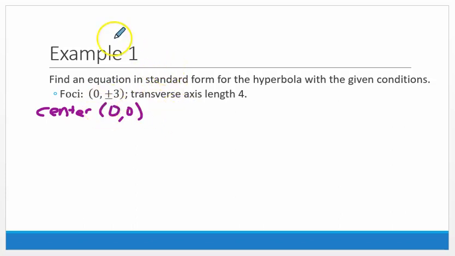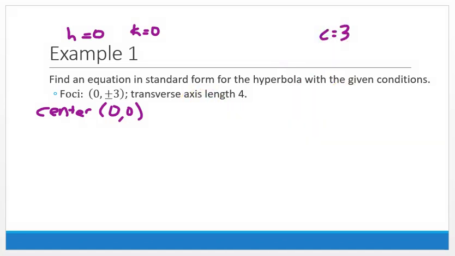So based on that, my h value is 0 and my k value is 0. Now the other thing we can do from this, since we can say the distance from the center to either of the foci that we have, that's the length c. So going from the center to one of the coordinates, either (0, 3) or (0, -3), that distance is going to be c equals 3.